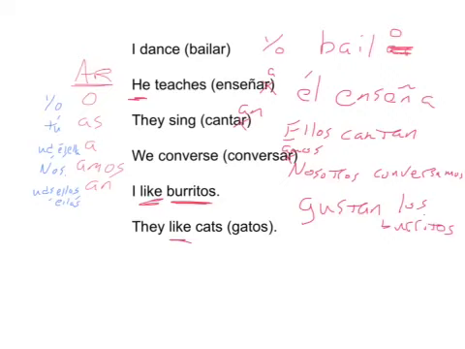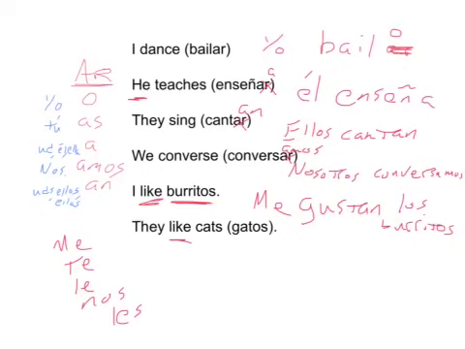Who is it pleasing to? It's pleasing to me. Don't forget that me would be for me, te would be for you, le would be for him, her, or you formal, nos would be for us, not the same thing as nosotros, les would be for all of them or for all of you. So I like burritos is pleasing to me. We're going to say me gustan los burritos. The burritos are pleasing to me.